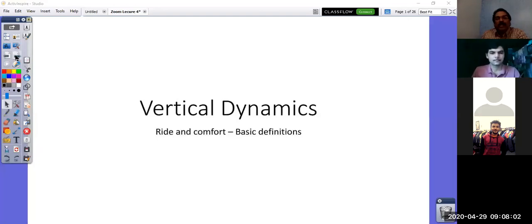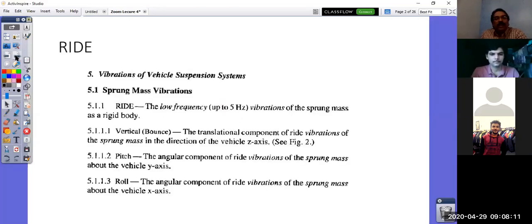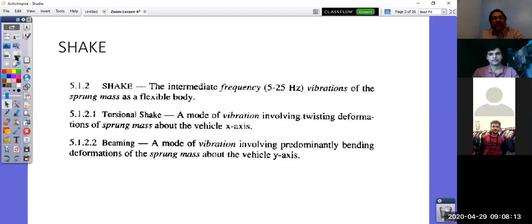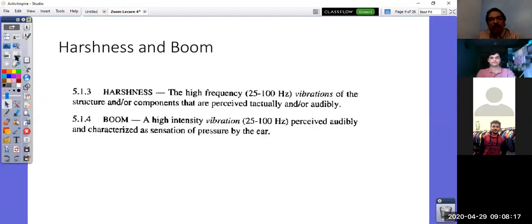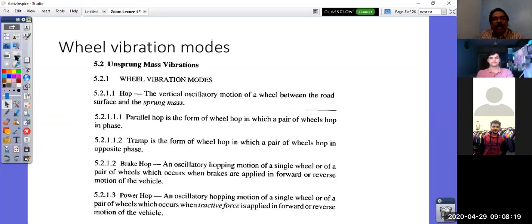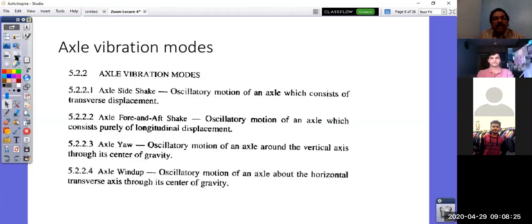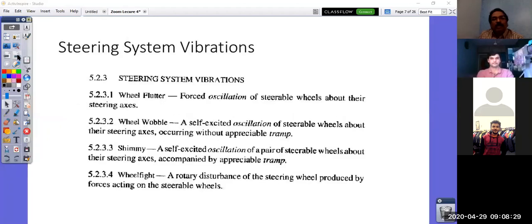Basic definitions to be acquainted with this vertical dynamics. Those are nothing but vibration definitions. So we have a definition of ride for sprung mass vibration, definition of shake for sprung mass vibration, and harshness and boom, and then followed by unsprung mass vibration, that is wheel vibration and axle vibration, and then steering system vibration. So these all definitions we are supposed to be very much familiar.